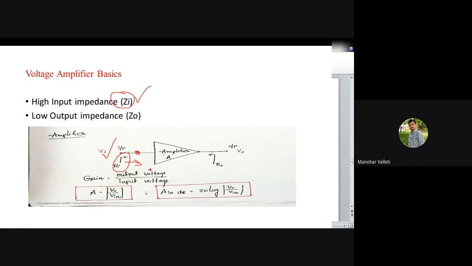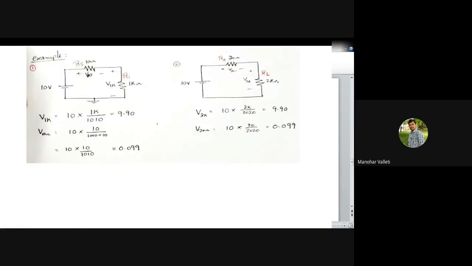In the same way, measuring from the output terminal with respect to ground, whatever resistance is seen is the output resistance or output impedance. That is actually the meaning of input resistance and output resistance. So this analogy we will take as a circuit, like the circuit shown here.